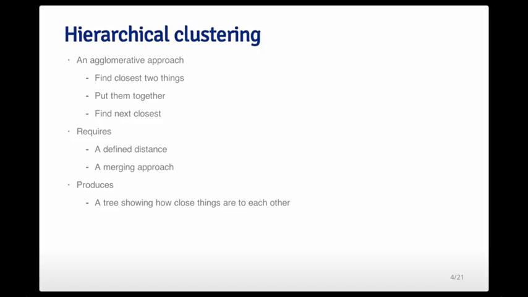This approach requires 2 important things. One is a distance metric. What does it mean, how do you calculate the distance between 2 points? And the other thing that is required is an approach for merging points. Once you've figured out that these 2 points are the closest, how do you merge them together? The nice thing that hierarchical clustering produces is a tree, which is sometimes called a dendrogram, that shows how things were merged together.